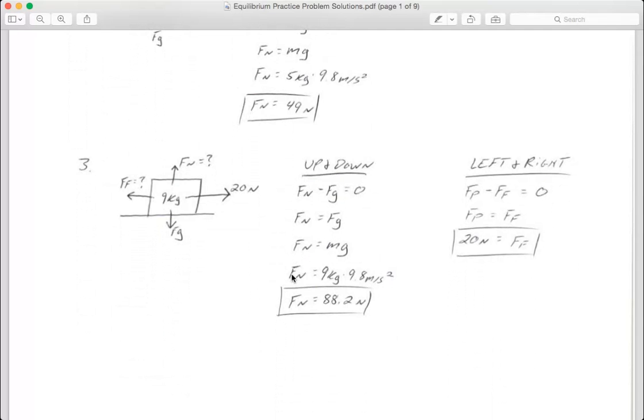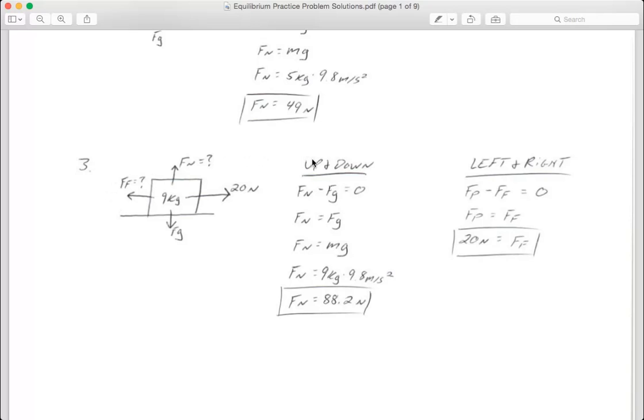Moving down to number 3. Object below is being pushed to the right with a force of 20 newtons. That is in our picture. As a result of the push, the object is moving at a constant speed. We're going to find the normal force, and then we're going to find the force of friction on the object. Normal force is up. Gravity is down. Force of friction to the left.